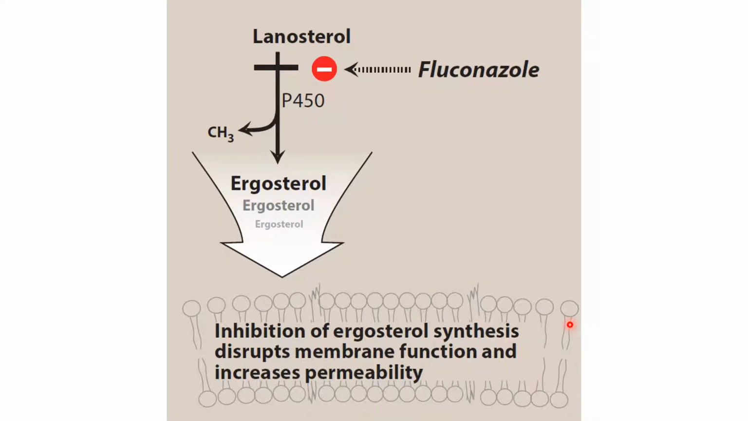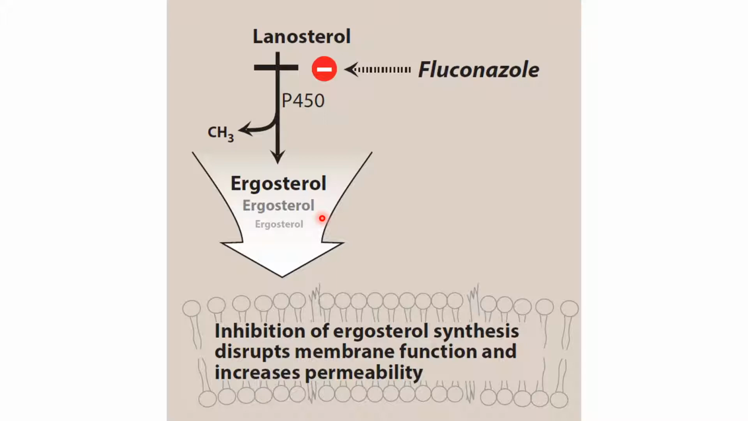The second drug is fluconazole. Fluconazole is an azole derivative, and its mechanism of action is based on the inhibition of the synthesis of ergosterol, by inhibiting the step of the transformation of lanosterol through demethylation. So lanosterol is demethylated, the methyl group goes out, and then ergosterol is synthesized.